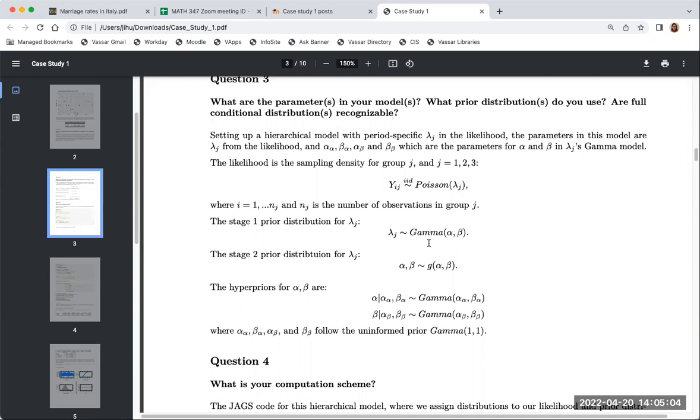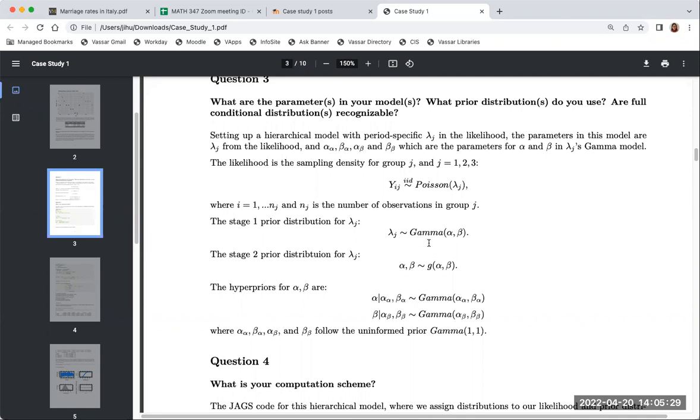Yeah, Sarah. I think with the hierarchical model, by having the stage 2, there's maybe a little bit more variability between the groups, the group-specific lambdas, compared to skipping a step and just drawing from the same gamma 1, 1 prior.